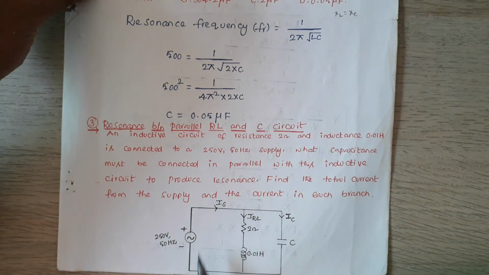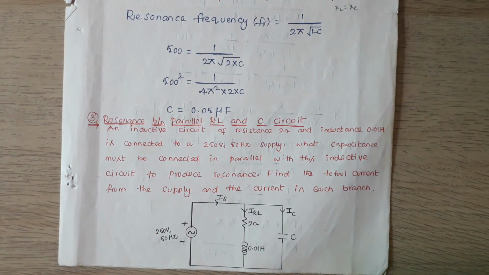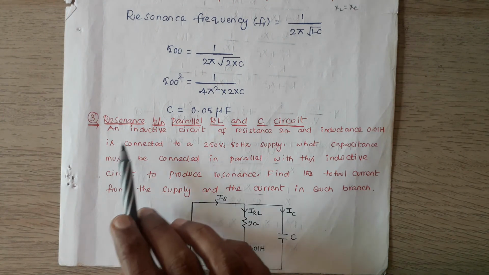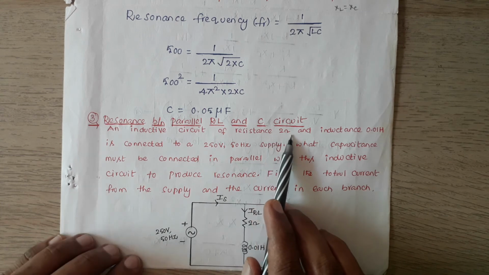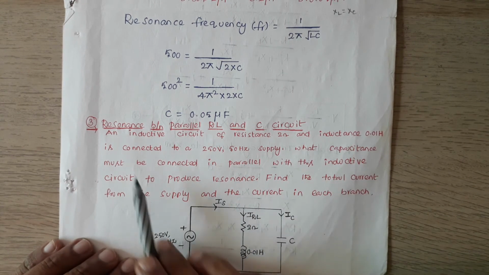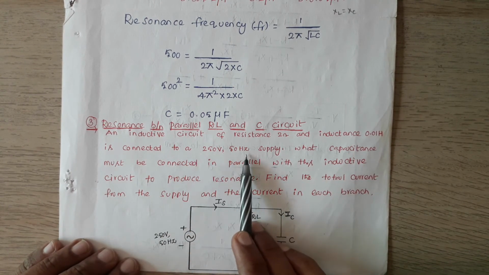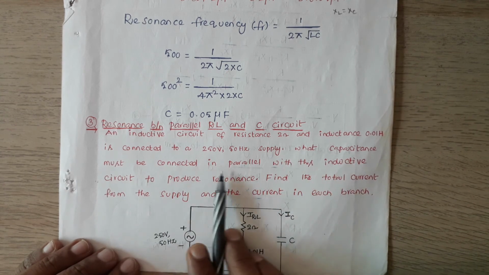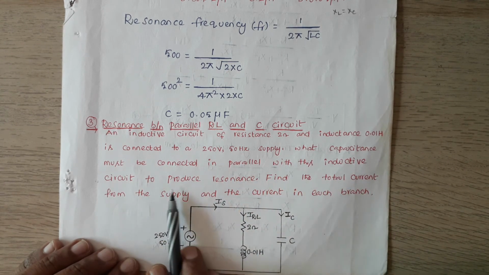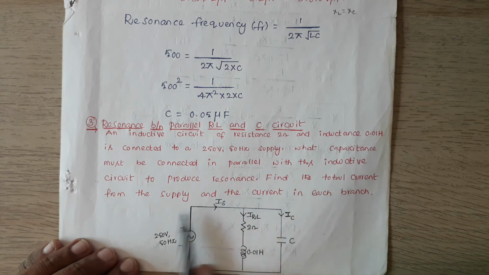Here, if you see this diagram, numbers are given for RL and we are asked to find the value of C. An inductive circuit of resistance 2 ohms and inductance 0.01 Henry is connected to a 250 volt, 50 Hz supply. What capacitance must be connected in parallel with this inductive circuit to produce resonance? Find the total current from the supply and the current in each branch.